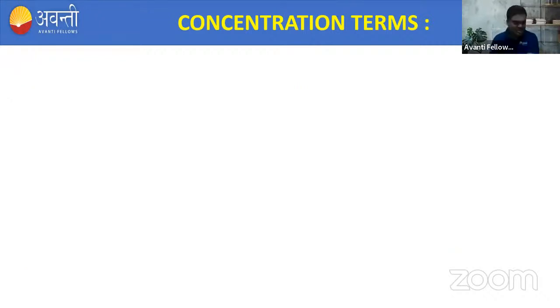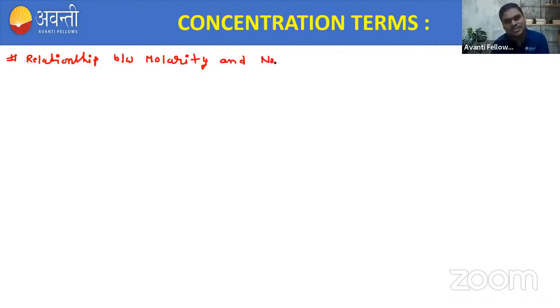Let me give one relationship as well. Can you relate this? If I am asking you, what is the relationship between molarity and normality, right? That is the relationship between molarity and the term normality, right? So how will you establish the relationship between molarity and normality, right?